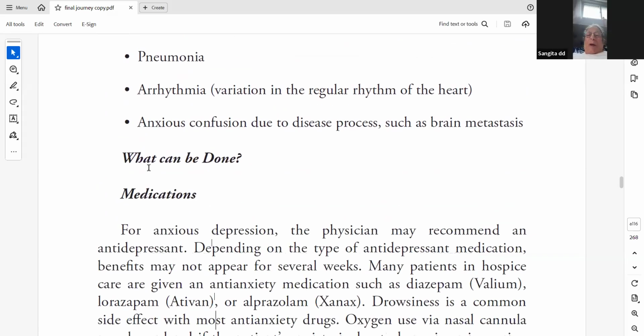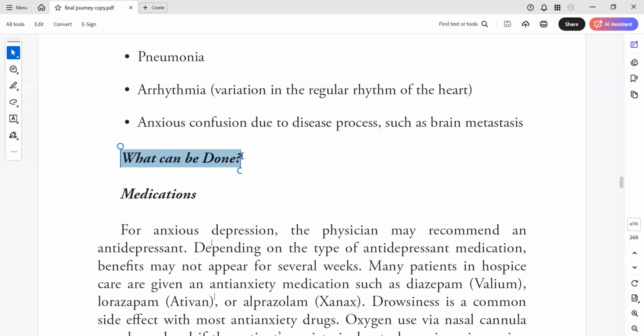Does everybody know what brain metastasis means? If you have cancer in another part of your body and then it spreads to the brain. Metastasis means the cancer has spread somewhere. So in this case, it's spread to the brain. Brain metastasis. Okay, go ahead, please.